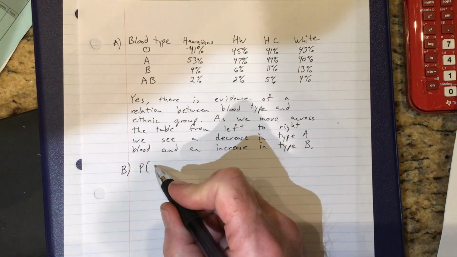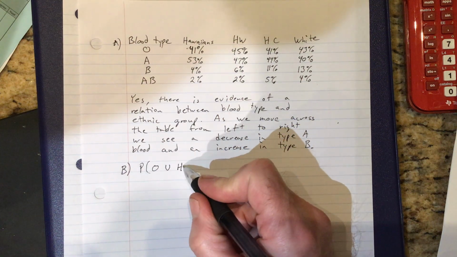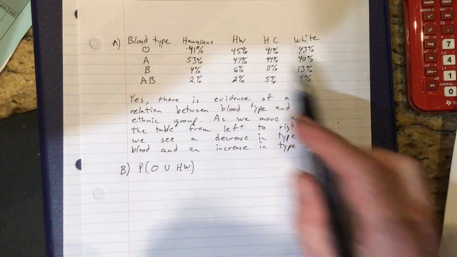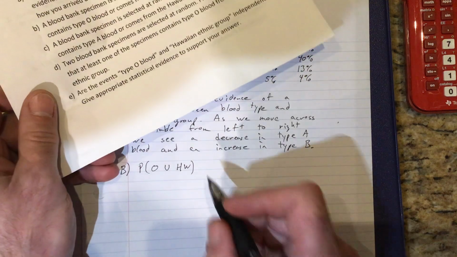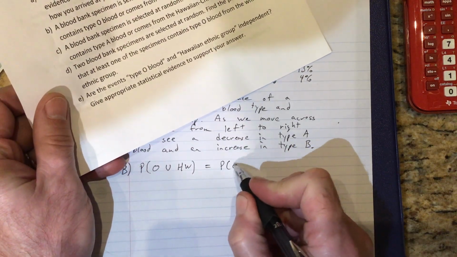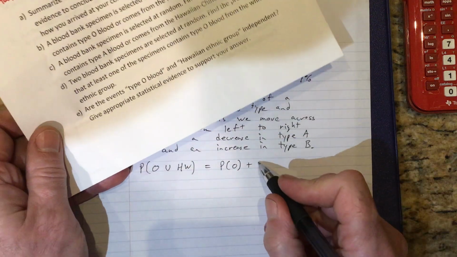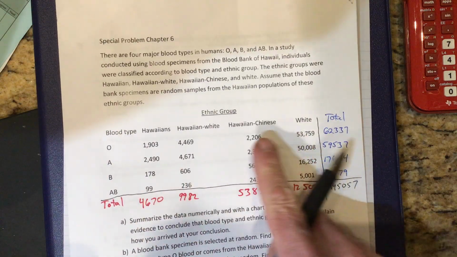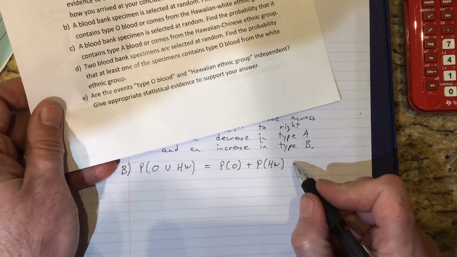Okay. So question B. Probability type O or, so union, Hawaiian white. All right, so we can just take all of the type O. That would probably be the easiest place to start. So all of type O. And then we'll take all of the Hawaiian white. Okay, and at this point, all the O plus all Hawaiian white, we've double counted, right? So we have to subtract away that intersection.